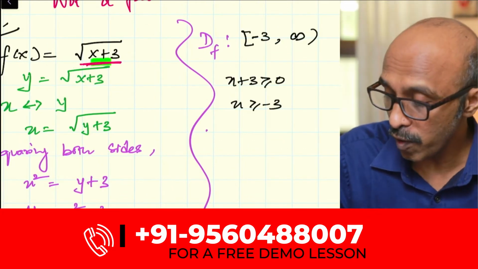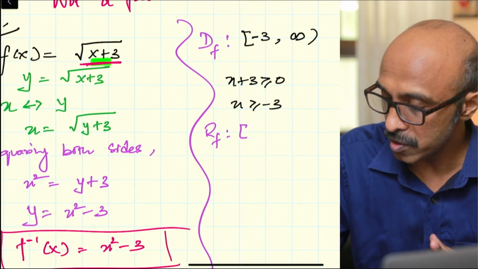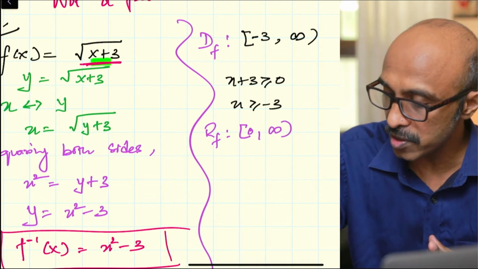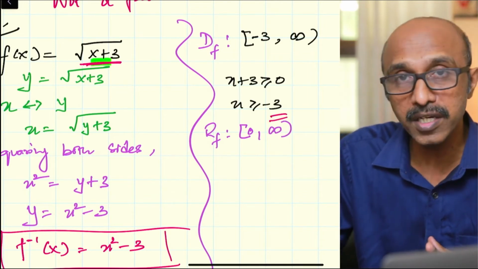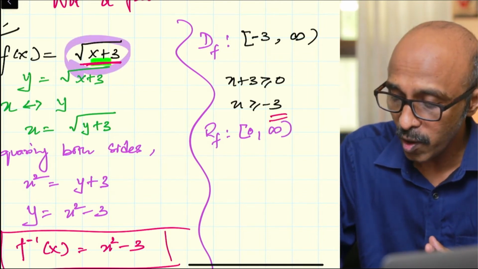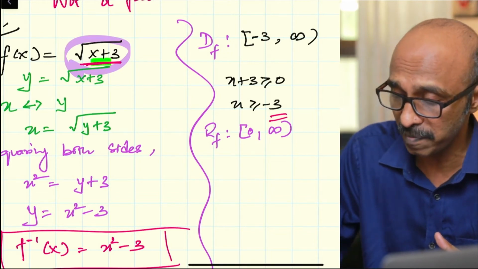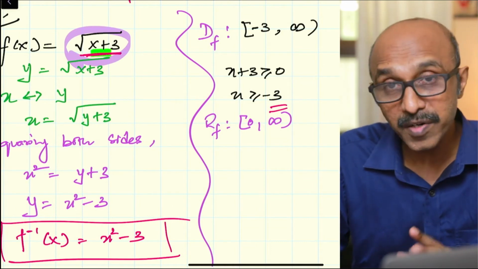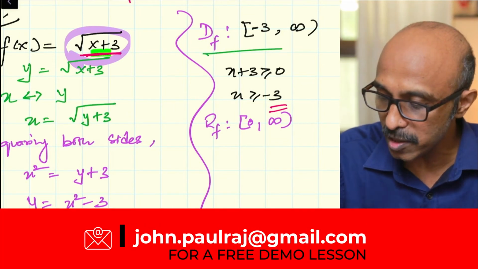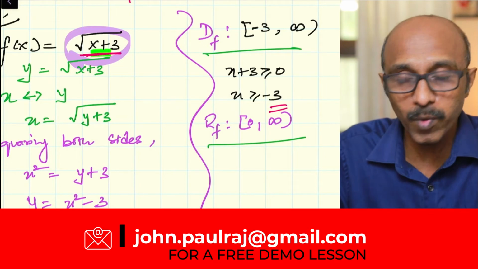And the range of f would be 0 to infinity, because the minimum value of the input is negative 3, which means the minimum y value would be 0. So 0 to infinity would be the range of f. Now let's write down the domain and range of the inverse by interchanging the domain and range of the original function. That's what we saw earlier on.